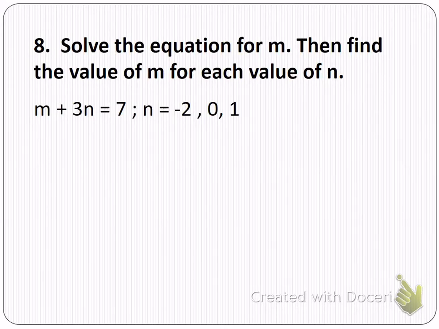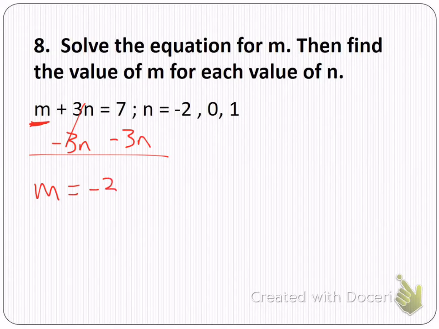I want to solve this particular literal equation for m, and then find the value of m for each value of n. All right, first things first. Solve the equation for m, right? Well, here's m. There's the term with m in it. I need to undo the addition around that term, so I'm going to subtract 3n from both sides. And so m is equal to negative 3n plus 7.